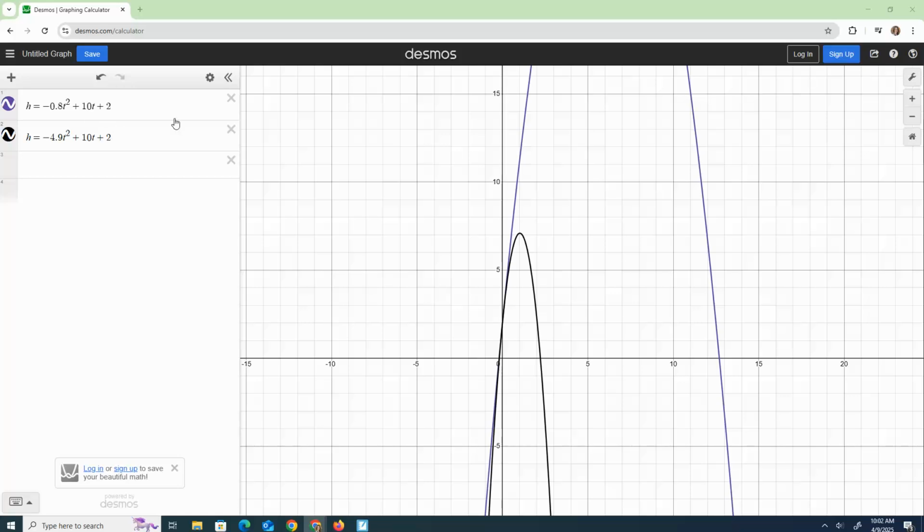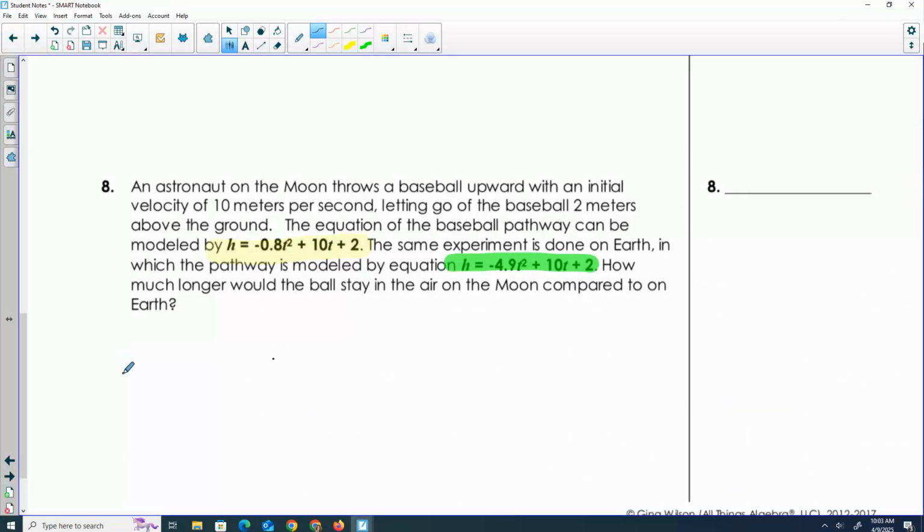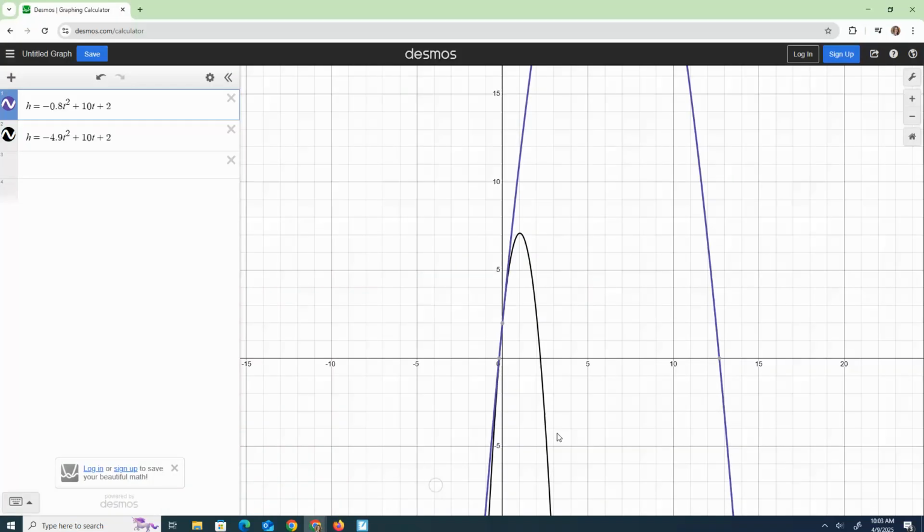So I want to compare how long it takes to hit the ground. For the moon, the first one, how long does it take for that one to hit the ground? So I'm just going to say on the moon, let's just round that to 12.7. And then on Earth, the second one, when does that one hit the ground? 2.22. Okay, 2.22.